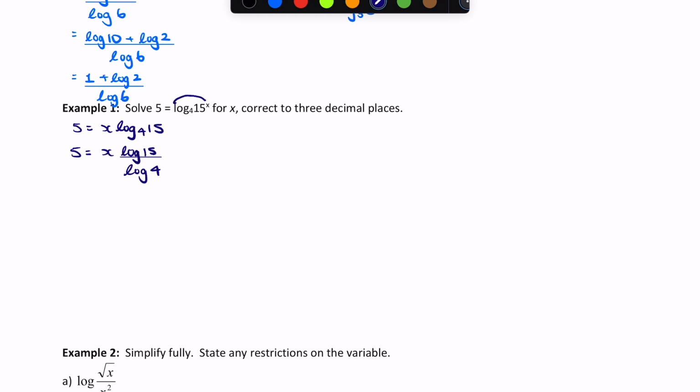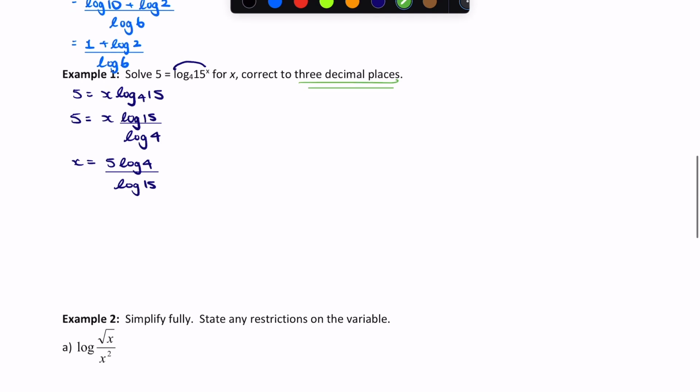And so if we isolate for x, x will be equal to 5 log 4 over log 15. And here it wants 3 decimal places. And so when you put that into your calculator, 5 log 4 over log 15, we'll get an answer of 2.560 approximately.